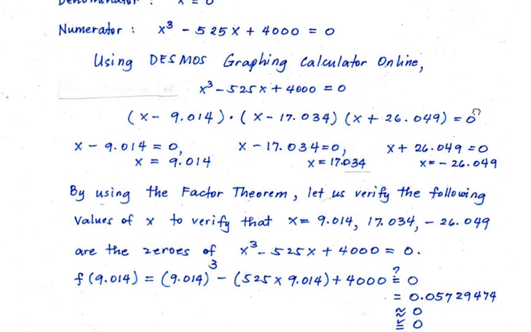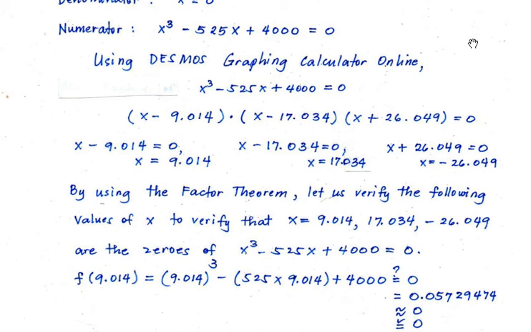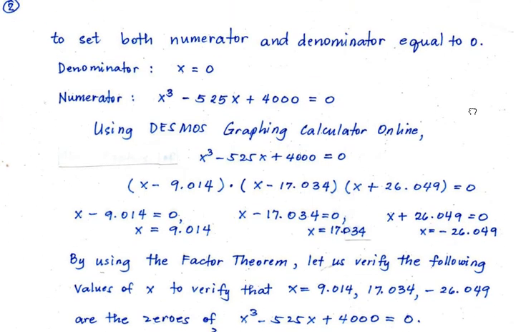Then we have a complicated, not so really complicated, we have to make it simplified. Okay, numerator x cubed minus 525x plus 4,000, set that equal to 0. Then we have to factor this out. But doing it manually is so impossible. It's not feasible for me to do it.